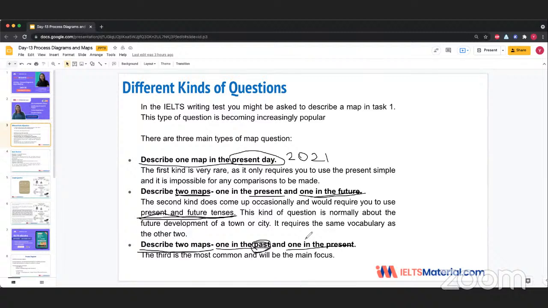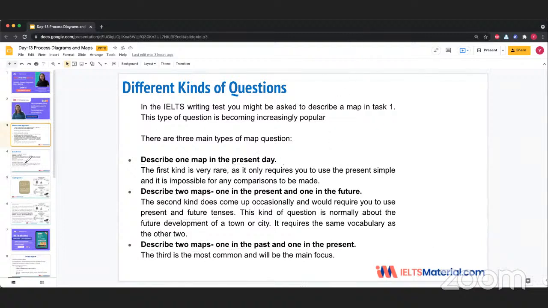Okay. Now, coming to the next part, as I said, the two maps which would be describing the past and the present. So just make sure that you're using the proper tense. Why did we take these three questions? It is to make you understand the exact use of the grammar. This was a question that I had yesterday from a participant asking what type of tense should we use in different questions. So this is the answer. So analyze your question and then make sure which grammatical structure you're going to use.